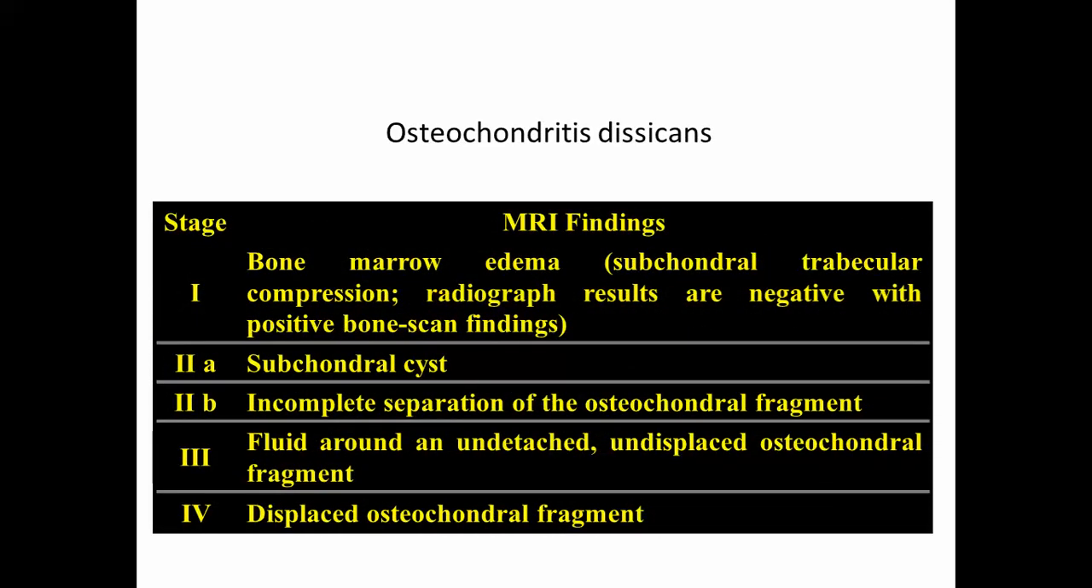Now osteochondritis dissecans. This could be abbreviated in four stages: either the stage of marrow edema, or the stage of attempted separation, or the stage of separate but not displaced, or the stage of displaced fragment. So we have edema, attempt at separation, separate but not displaced, and displaced.